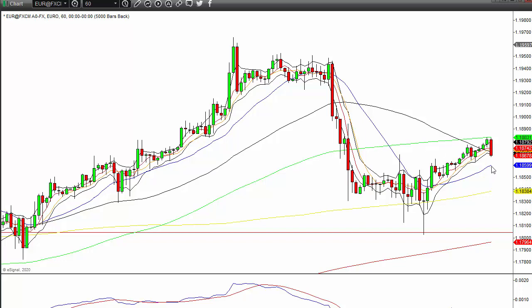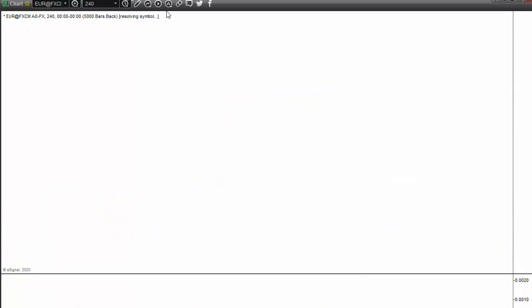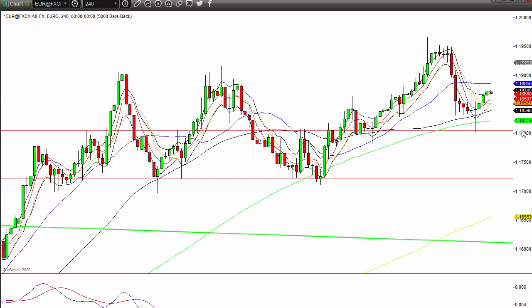Like I've said, if we get down to, what's that, 118.60, so no, we're going to have to come down a bit further. But the 4-hour chart, yeah, I like all of this, what's happened on the 4-hour chart.